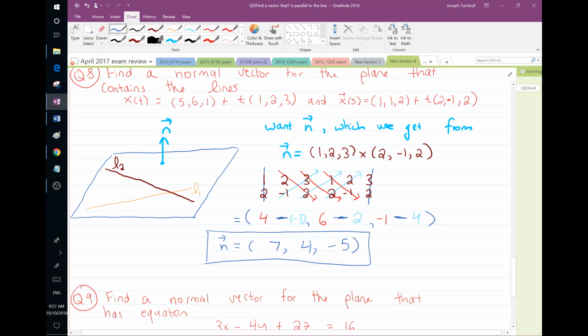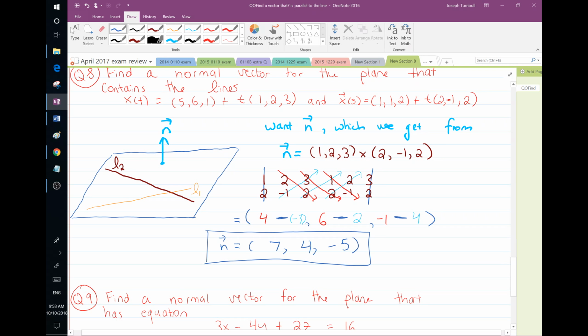You can always check these by doing a dot product of n with both of the input direction vectors. So let's try it with 1, 2, 3. 7 times 1, 7, what am I doing? 7 times 1, 7, plus 4 times 2, 8. So 7 plus 8, 15. Now we have the last part, negative 5 times 3, negative 15. So negative 15 plus 15, 0. That works.